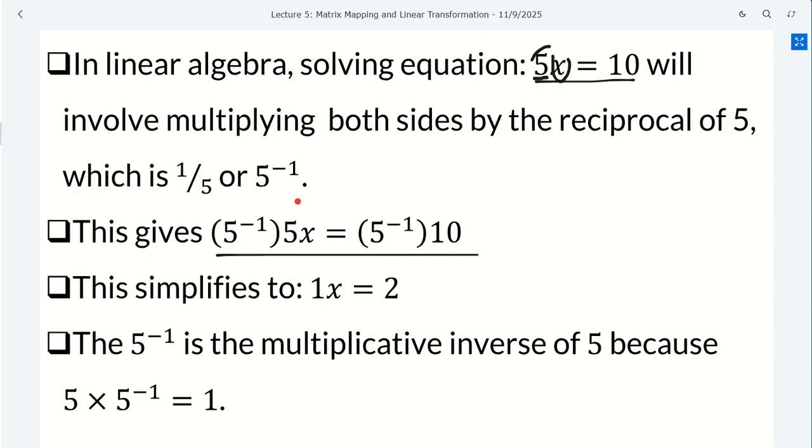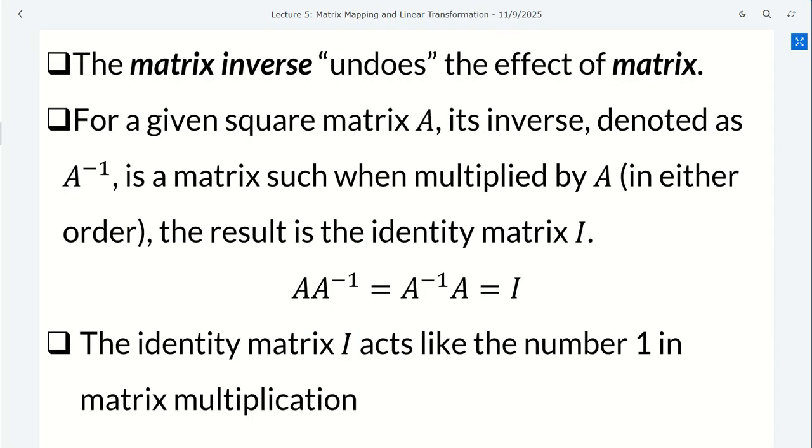So what is my inverse? It is 1 over 5 or 5 raised to the power negative 1. I multiply both sides by my inverse, and the inverse will be able to cancel this. We say that it will go towards unity. It will become 1. Then here, I'll be able to find out my unknown. So my unknown now is 2. The same analogy or the same principle or concept is also applied in matrices.